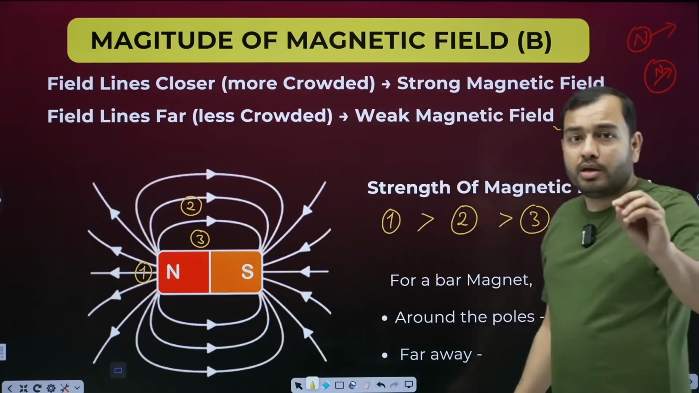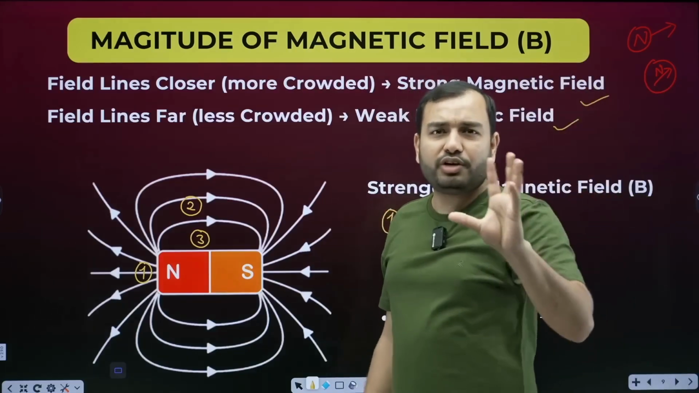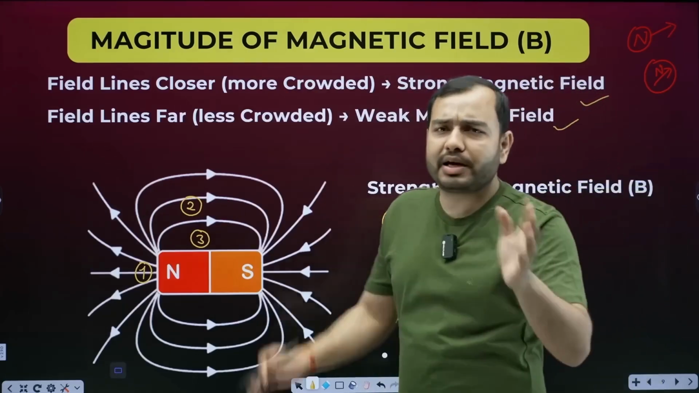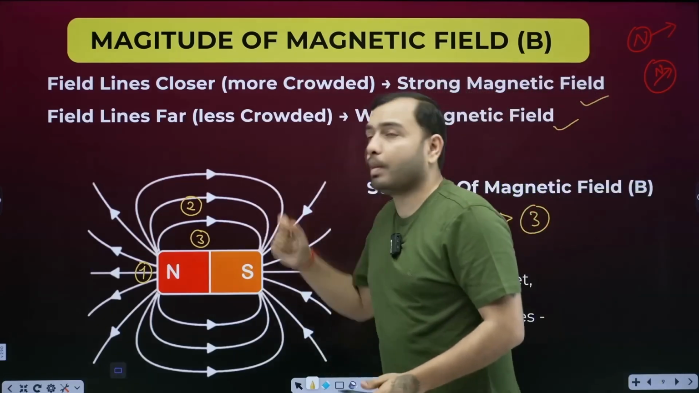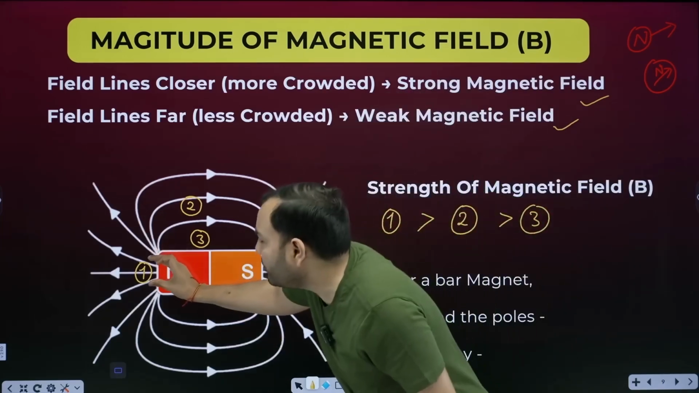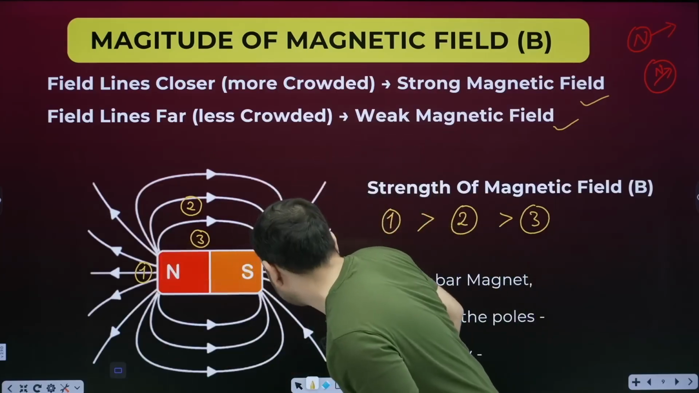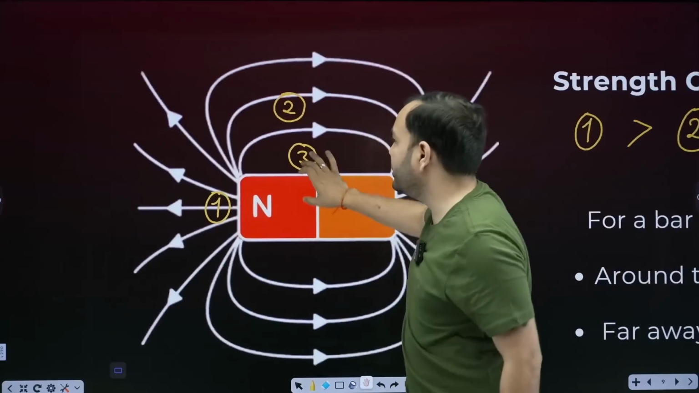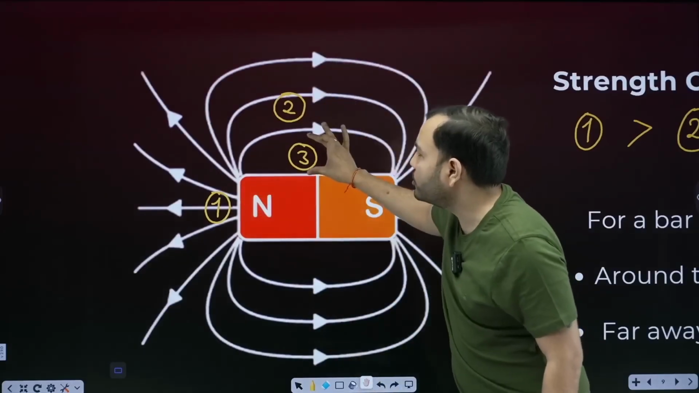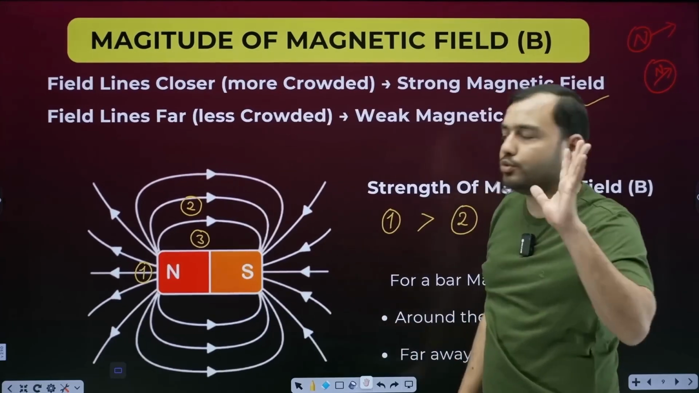So your syllabus will never ask the value of the strength of the magnetic field. It won't ask how much magnetic field we measure in Tesla, 5 Tesla, 10 Tesla, 15 Tesla. No. It will always make you compare where it is strong and where it is weak. What concept to use there? Where the field lines are close, it is strong. Let's zoom in. Look carefully. Field lines look close here, a little far here, and very far here. So 1 is strongest, then 2, then 3. You just have to tell using this concept.